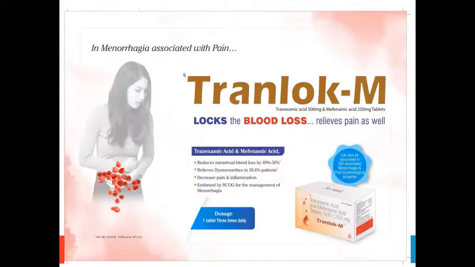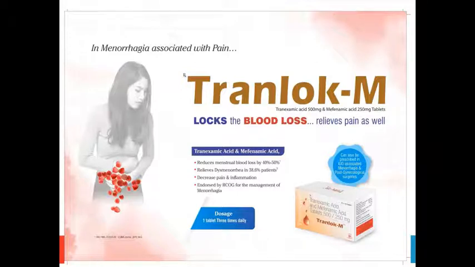Doctor, in menorrhagia associated with pain, prescribe Tranlock M. It locks the blood loss, relieves pain as well. Tranlock M contains tranexamic acid 500 mg and mefenamic acid 250 mg. Doctor, tranexamic acid and mefenamic acid combination reduces menstrual blood loss by 40 to 50%, relieves dysmenorrhea in 38.6% patients, and also decreases pain and inflammation.